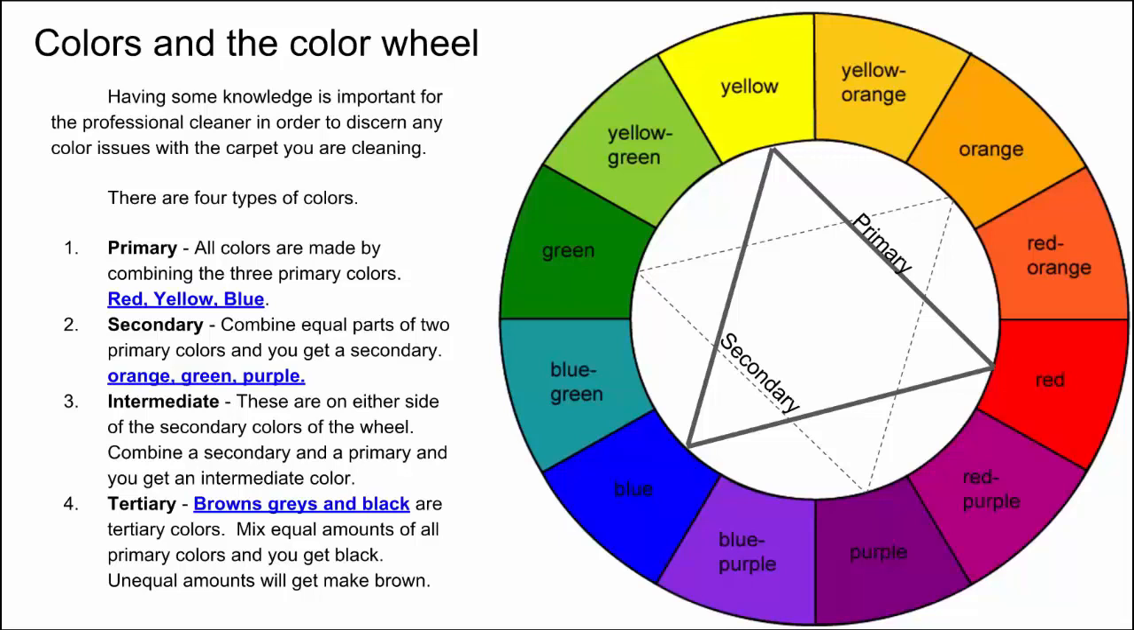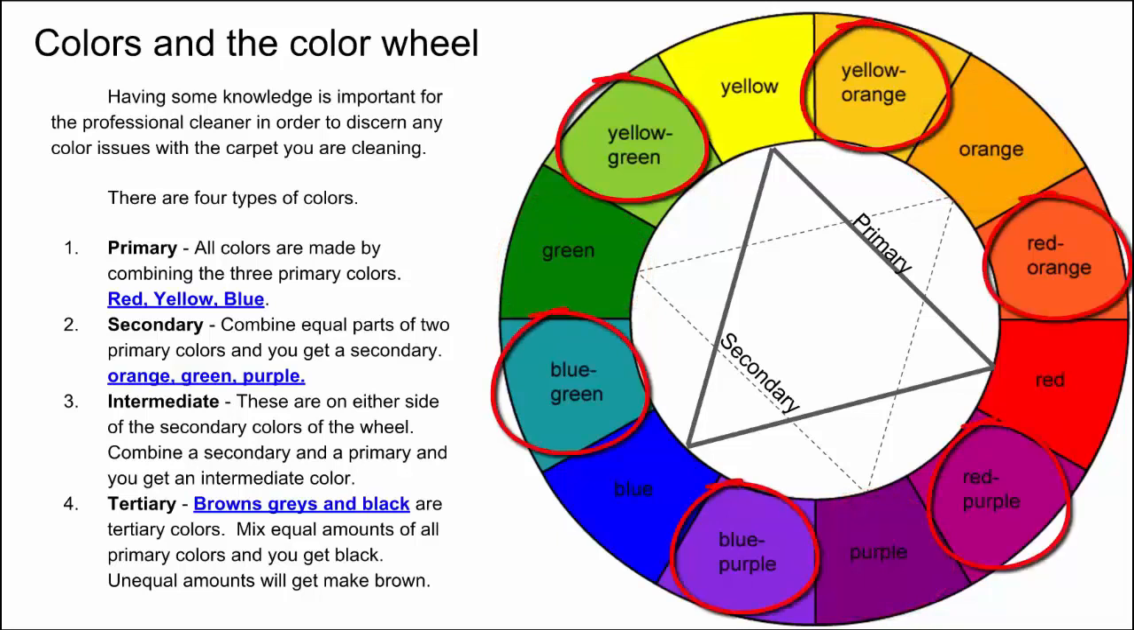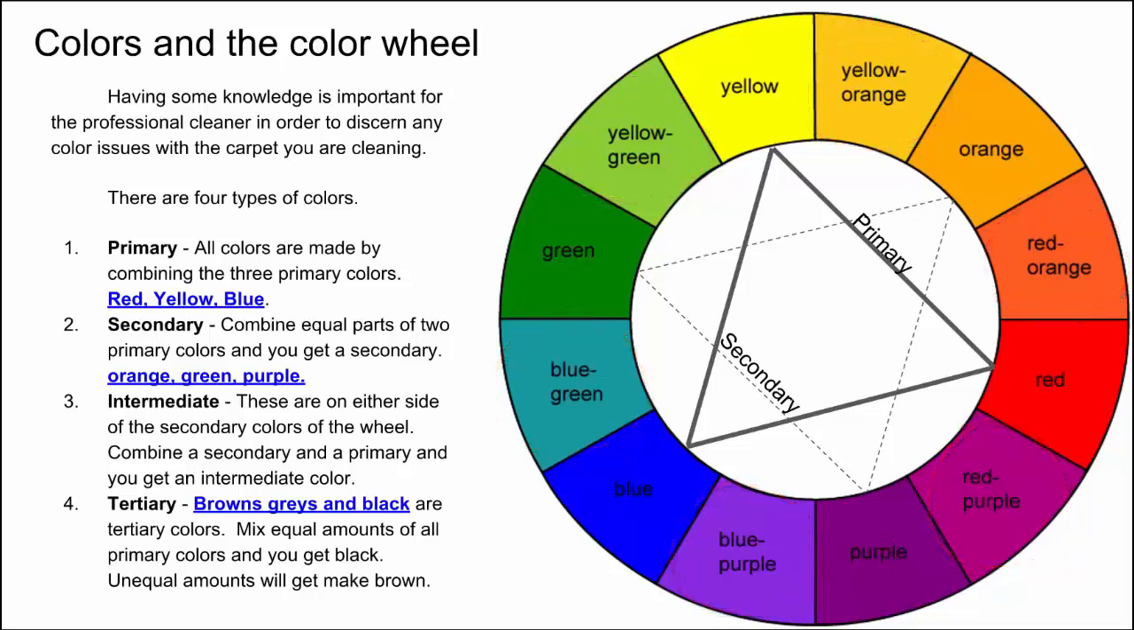So first we'll cover the different types of colors, and this is pretty basic. We start with the primary colors. Most everybody knows red, yellow, and blue are the primary colors. Secondary colors are when you combine equal parts of your primaries, you get a secondary color. So those secondaries are green, purple, and orange. Intermediate colors are going to be on either side of the secondary colors on this wheel. Combine any secondary and primary together and you get an intermediate color.